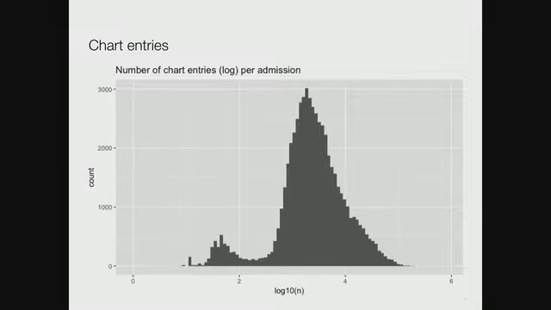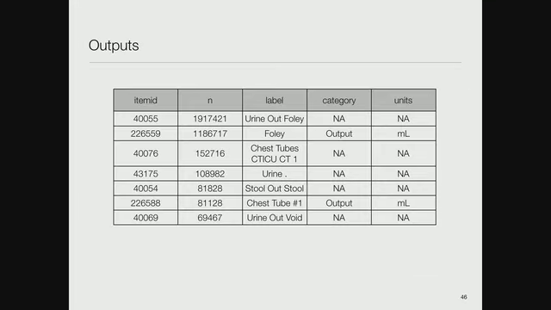This is the number of chart entries per admission, again on a log scale. So you see that there are about 10 to the 3.5 chart entries per admission. So, you know, thousands of chart events per admission.